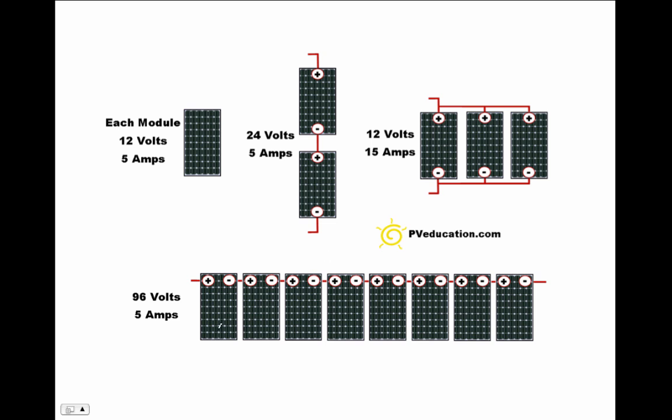And this one, if we look at this, we've got 1, 2, 3, 4, 5, 6, 7, 8. So we've got 8 solar panels, and they're connected negative to positive, negative to positive. That means that's a series connection, and that means that the voltages add, but the current stays the same. So in this case, we'll have 12 times 8 or 96 volts, but it'll be the same current as one solar panel, 5 amps. Okay?